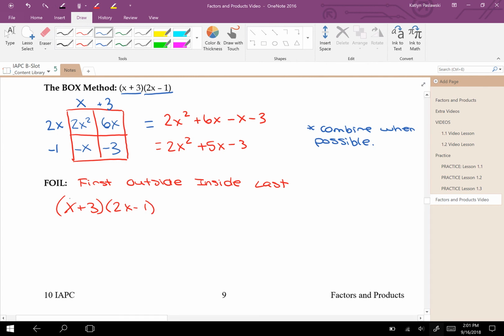So we're going to start with the first terms. So we're going to multiply those together. So x multiplied by 2x would give us 2x squared. Now the outside terms, x multiplied by negative 1 would be negative x. Now the two inside terms give us positive 6x, and the last terms from each binomial would be negative 3. And of course, combining where possible, 2x squared plus 5x minus 3. The same answer the box method gave us in 2 different ways.